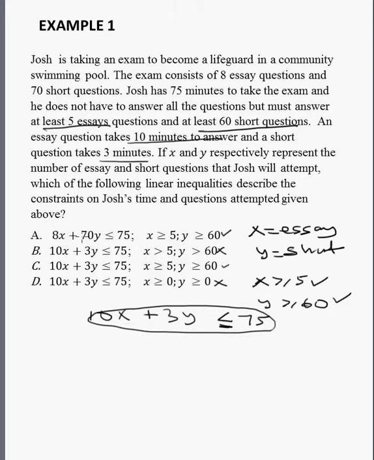This one is 8x plus 70y. This doesn't make any sense, so obviously this is no longer valid, and therefore this is your answer choice. Remember, you have 10x plus 3y has to be less than or equal to 75 minutes, and then you have to answer at least 5 essay questions and also at least 60 short questions. So this is how you interpret this and get the right answer from the choices that are given to you.